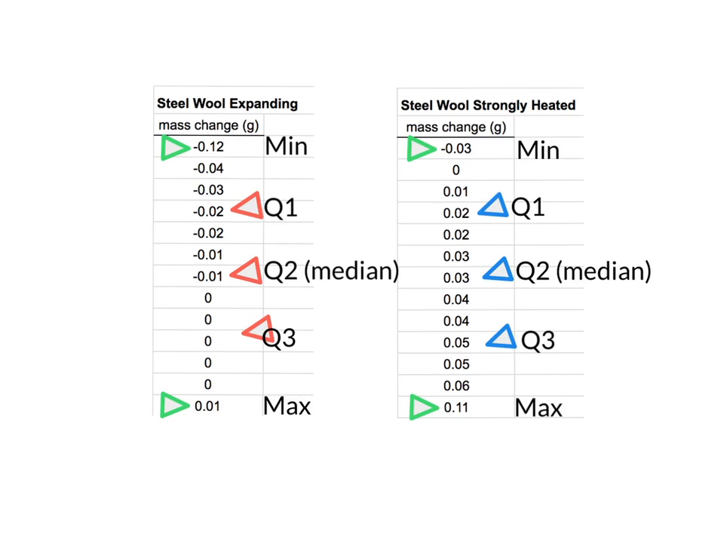Some resources on making box and whisker plots say to exclude the median point when finding Q1 and Q3, while others seem to include it. We included the median when finding Q1 and Q3 in these data sets. If we had excluded the median, we would have had 6 data points, which would require finding the average of the 3rd and 4th points in each half. Using this method, Q1 would have a value of negative 25 thousandths of a gram for the expanding steel wool and 15 thousandths of a gram for the heated steel wool.